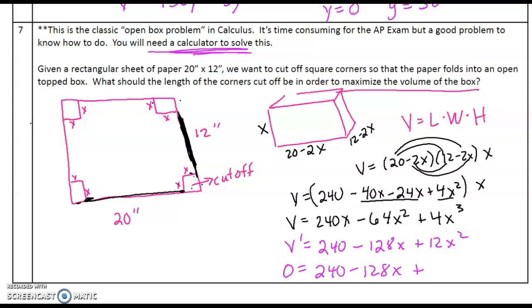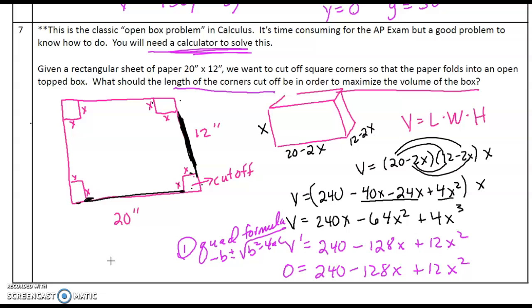So you have some choices. One, you could do the quadratic formula because you're given a calculator. And all I want to know is how long the lengths of the corner should be. And guess what? That's what x is. So you could do the quadratic formula: negative b plus or minus the square root of b squared minus 4ac all over 2a. But I never do that because I'm given a calculator. So you want to graph it. And when it's set equal to 0, you want to do the roots.